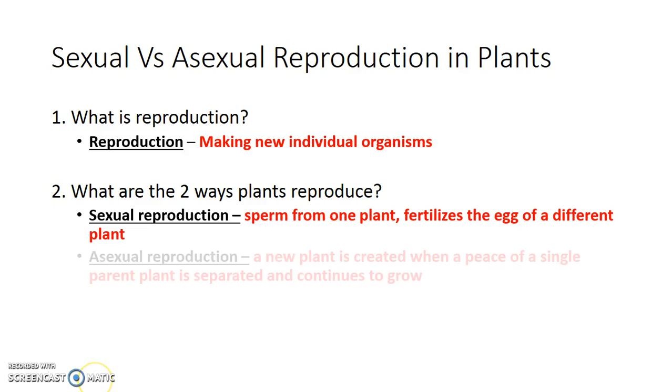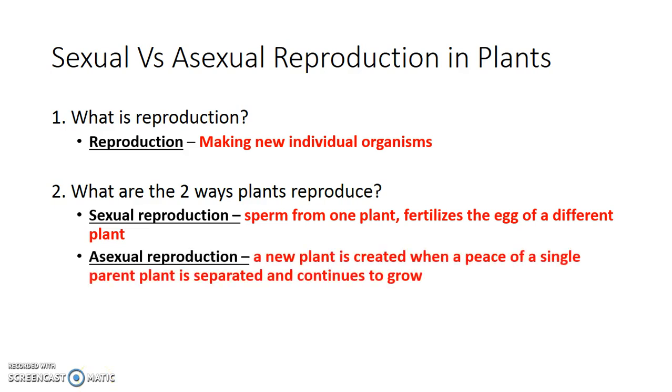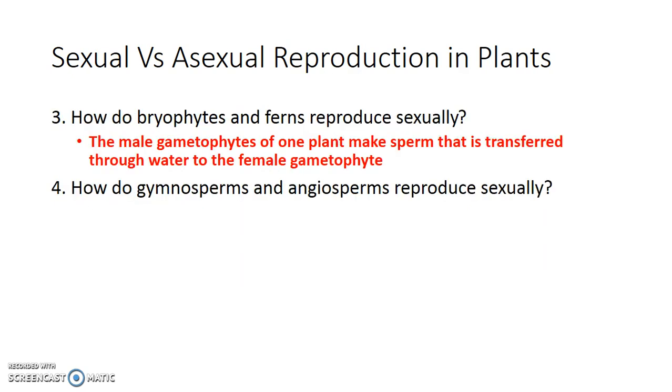But most plants can also reproduce asexually, which is the process of creating a new individual organism from only one organism. It's basically when a piece of a single plant breaks off or is removed and then facilitated to continue growing. You start with one organism, you end with two, instead of starting with two organisms and ending with three or more.